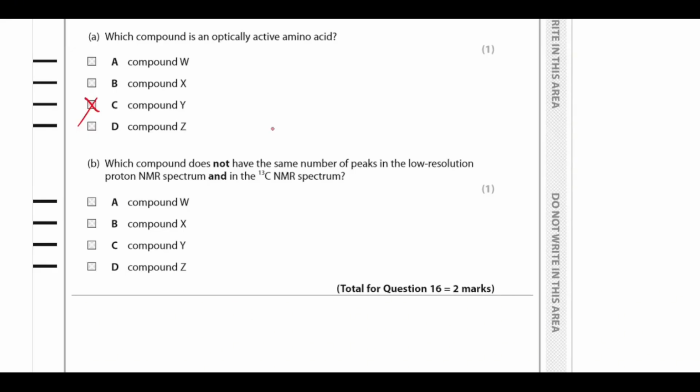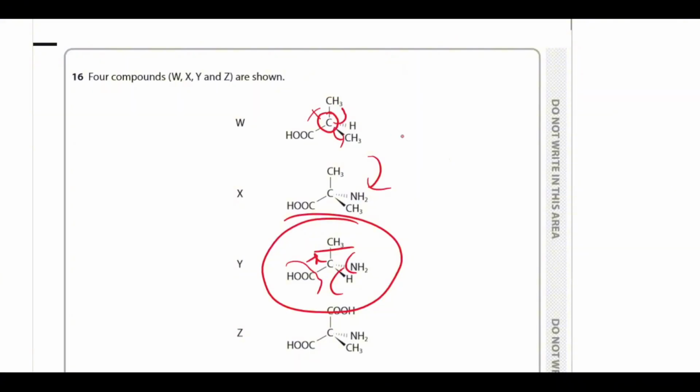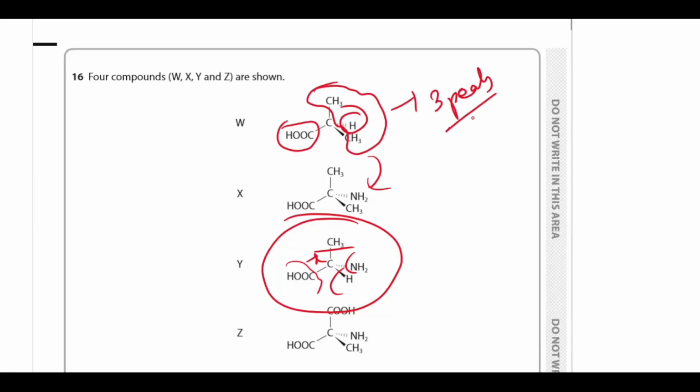All right, first of all, if we see option A, compound W down here, what do we see here? How many environments are there? There are basically 1, 2, 3. Actually, sorry, there are 3 environments. One environment here, the second here, and these two are present in the same environment. So there will be 3 peaks, considering there will be 3 different environments in the low resolution proton NMR.